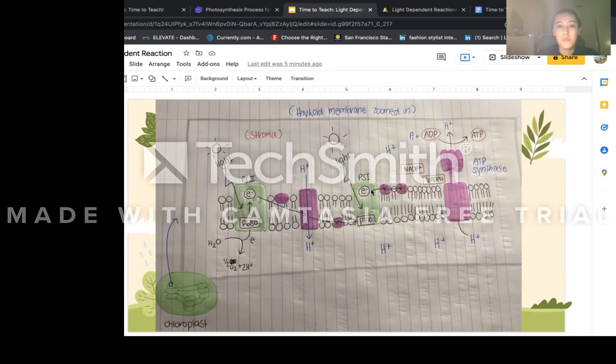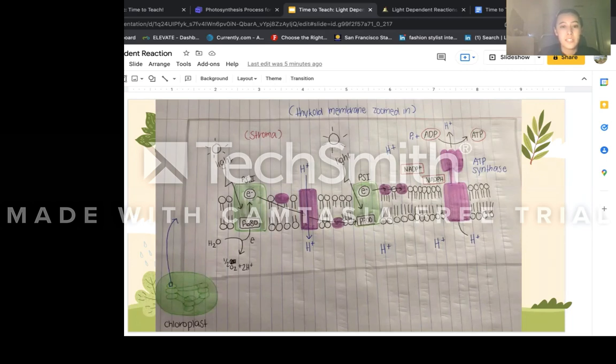Okay, hello everyone. This is my time to teach for light-dependent reaction. So the first part of light-dependent reaction is the energy that starts this reaction is from the sun, and the sun first excites the electrons in photosystem 2 and photosystem 1. They're both the green parts that I drew in my diagram.